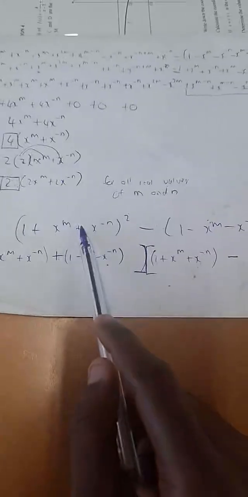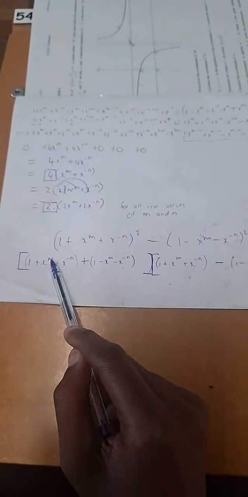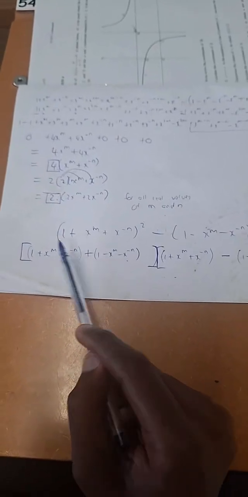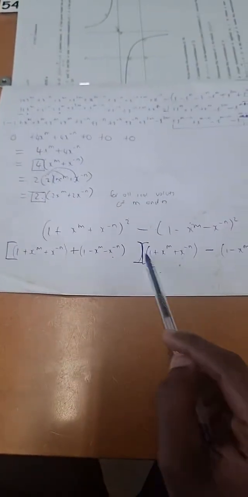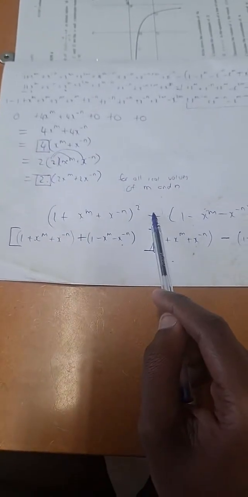So what I was saying is that the other approach is you could look at this in light of the fact that this is a difference of two perfect squares, which means we can factorize the expression. How? The square root of the first term will give you 1 plus x to the power m plus x to the power negative n. So you write that as your first term in each bracket, because the square root of the first term is this. You multiply these two together, you get this back.